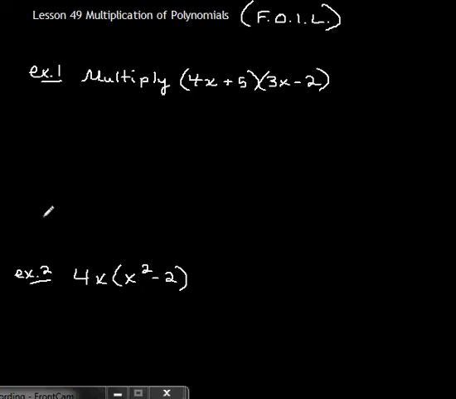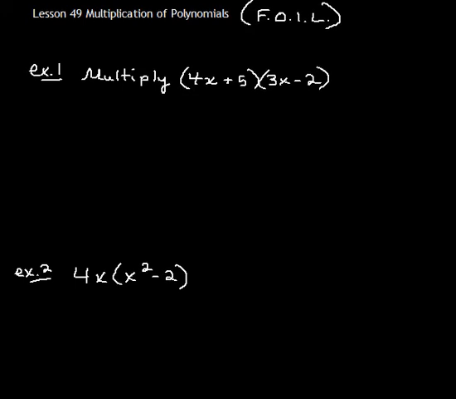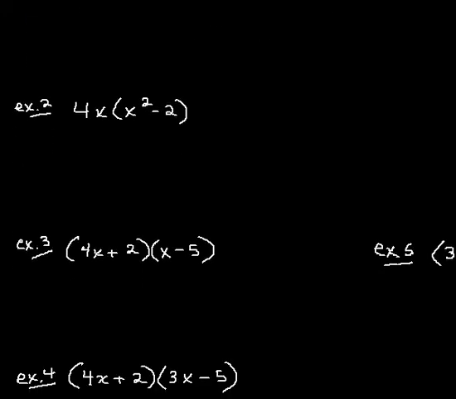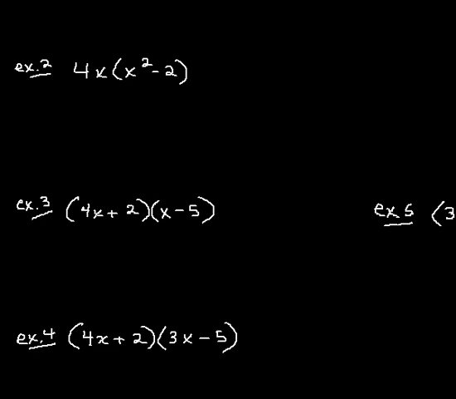In lesson 48 we did adding polynomials, where you added the like terms together. In lesson 49 we're going to multiply polynomials. I'm going to start out with example number 2, just to show you something, and then we'll go back to multiplying polynomials. This is multiplying. This is a monomial. Remember we talked about the different types of polynomials? This is a monomial and this is a binomial. And we've done this before.